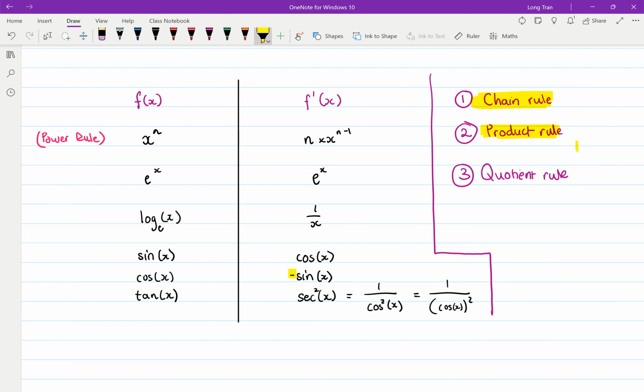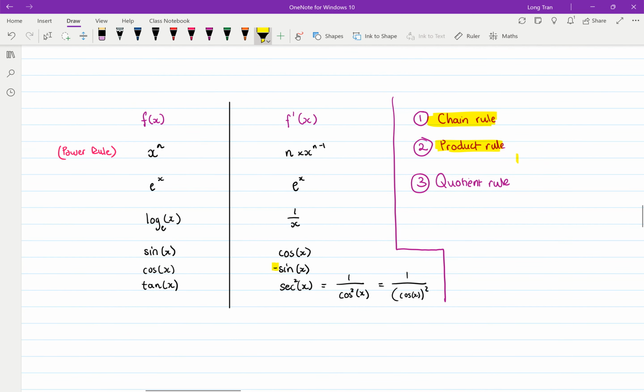What was the rule that I gave to you for the chain rule again? What was a chain rule? Delta y? Good. Delta y over delta u.